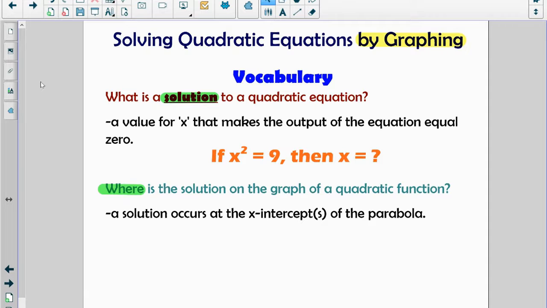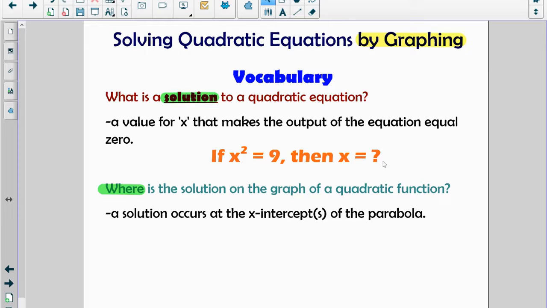Let's start with just a few vocabulary terms for understanding. First, what is a solution? So when we say that we're solving a quadratic equation, what does that mean? It means that we're looking for a value for x, or whatever the variable is, that's going to make the output of the equation equal 0. So in other words, if x squared equals 9, what number would complete that statement? What possible values for x are there?